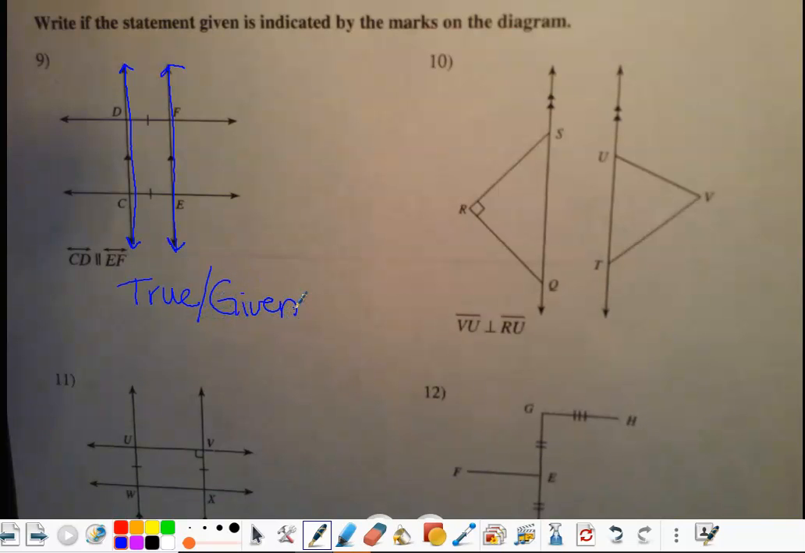How about the next one? Segment VU, so VU is perpendicular to RU? Is it given? Is that mark given on the diagram? Like, is that told to you by the tick marks or any markings on the diagram? No. So we would say false or not given. We cannot, so here's the thing. We cannot draw that conclusion if it's not given.